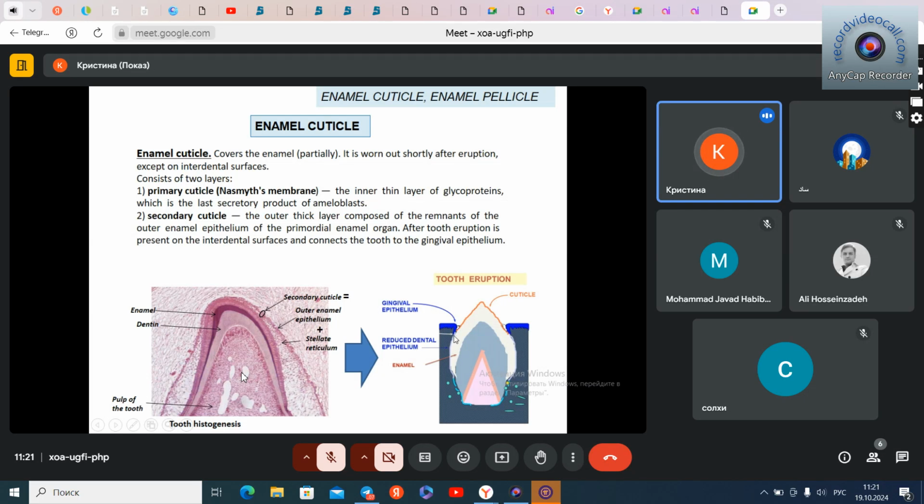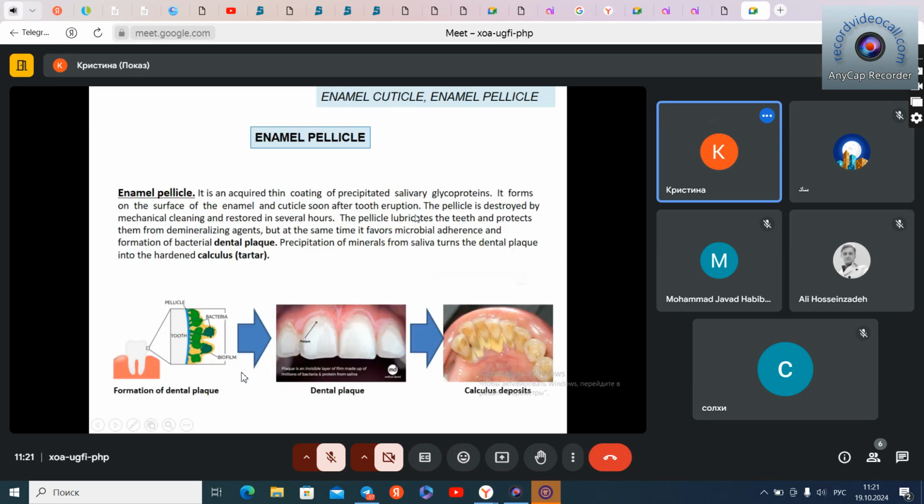So this secondary cuticle covers the enamel before the tooth eruption, and after the tooth erupts, the cuticle covering enamel is very soon removed during chewing, and it stays only in the region of the neck of the tooth, where it helps to connect the enamel to the epithelium of the gum, of the gingiva.